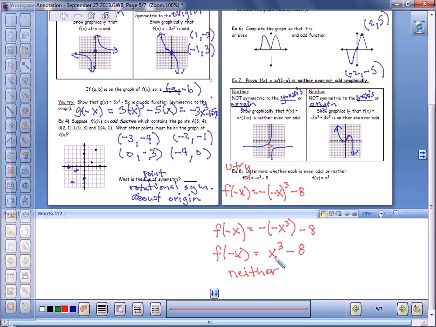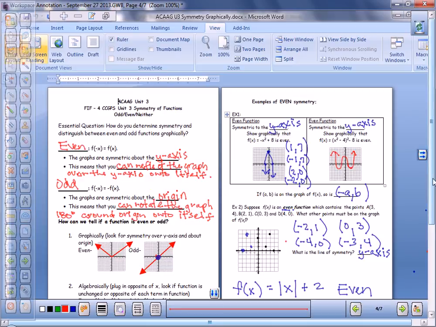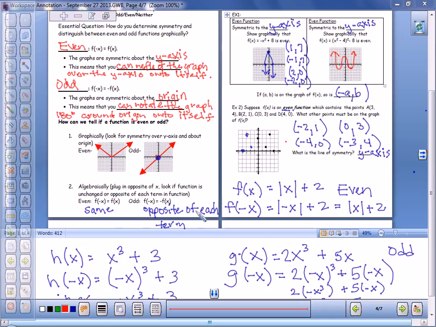What do you mean both? We have two terms here. The first term went from negative x cubed to positive, so it changed signs. The second term was negative 8, and it's still negative 8. So the first term changed signs. The second term did not change signs. But when would the second one change? Okay, what our note said was, if it's the opposite of each term, every term has to switch to the opposite for it to be odd. And every term has to stay the same for it to be even. Otherwise, it's neither. So what are most functions going to be? Neither. Most functions will be neither.